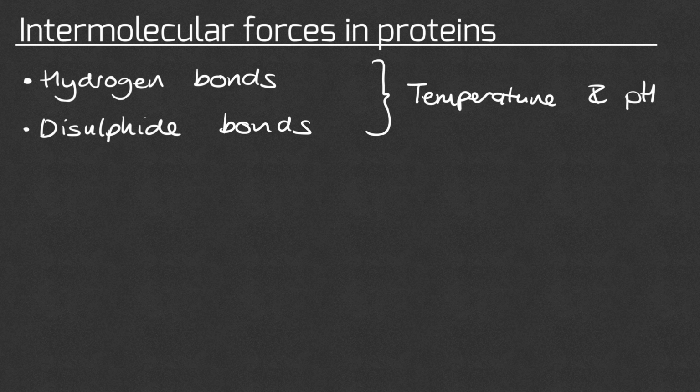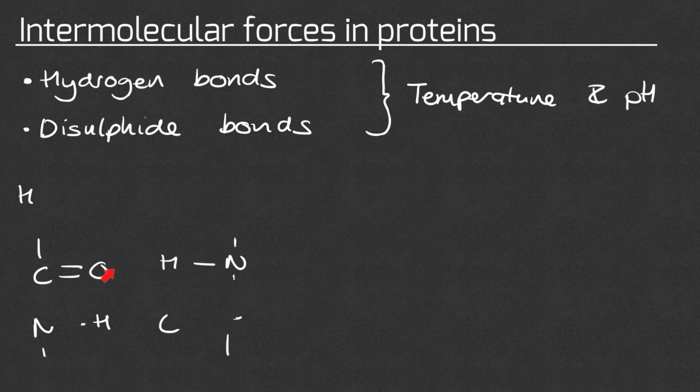Temperature and pH can affect hydrogen bonding and the formation of disulfide bonds. These factors can therefore change the shape of proteins. If the bonds are broken, the shape will change. Hydrogen bonding exists between polar groups. Here we're looking at two different parts of the peptides. I've drawn the two peptide linkages just rotated 90 degrees, so we can see where the carboxylic acid group joined the amino group.